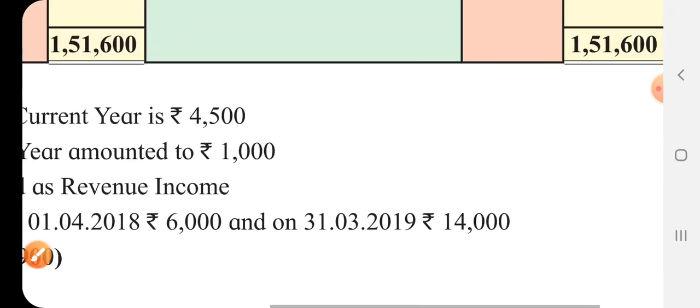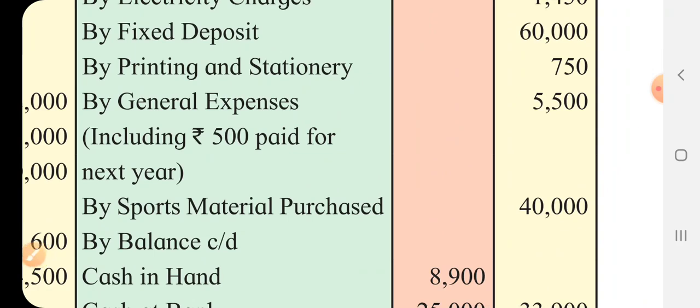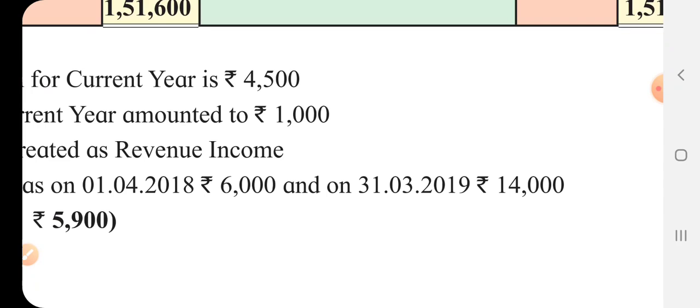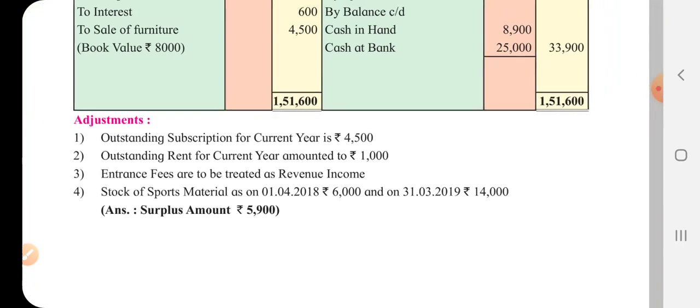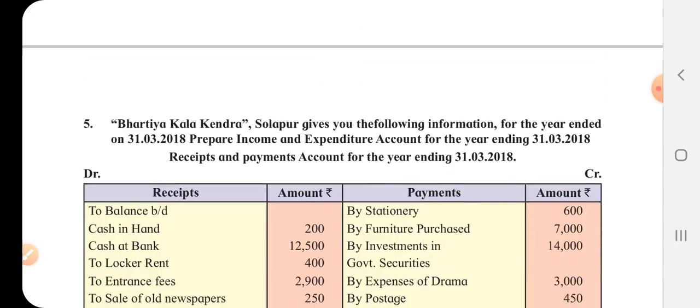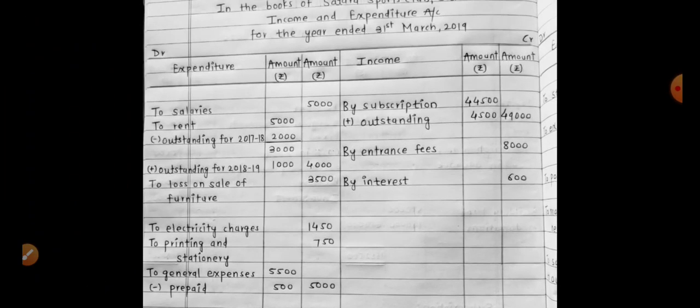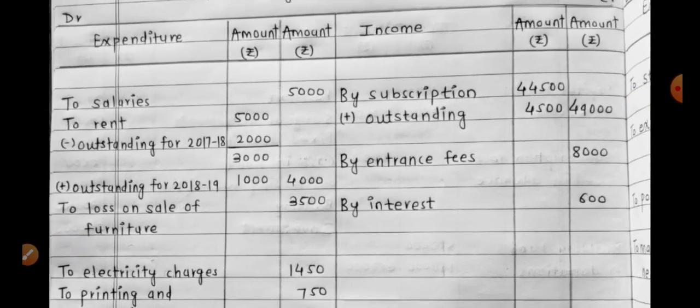So 6,000 plus 40,000, 46,000, minus 14,000. Opening plus new minus closing. That formula will be used to find out the exact consumption of sports material, exact use of sports material in this current year. Okay. Now let's see the solution. It is available here. One of our curious students has already solved this problem.